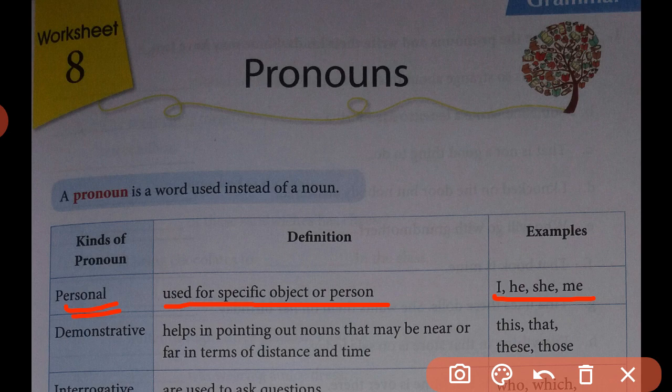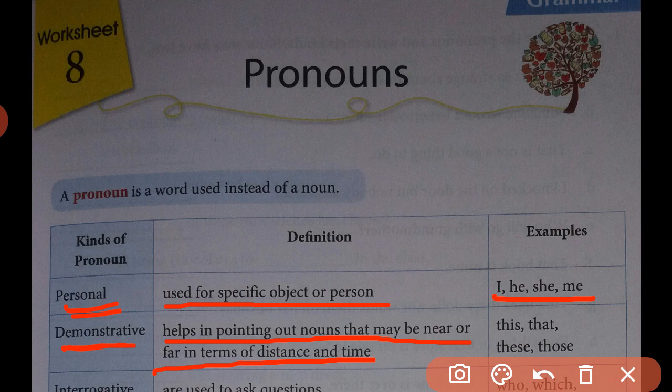Now, according to the table, let us discuss the demonstrative pronoun. In detail, where are they used? They are used to point out the object or objects, sometimes a single one or more than one, that is plural, they indicate. So according to the table, what shall we learn here? Demonstrative pronouns help in pointing out nouns that may be near or far in terms of distance and time. So altogether, demonstrative pronouns help us to point out the object or objects they indicate.